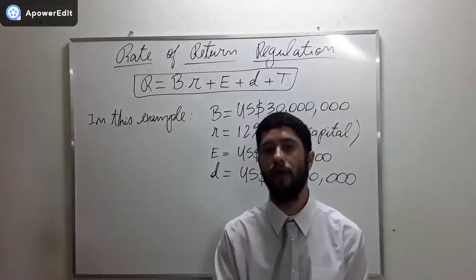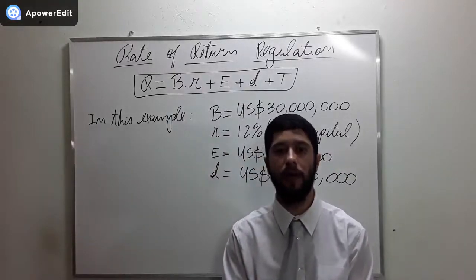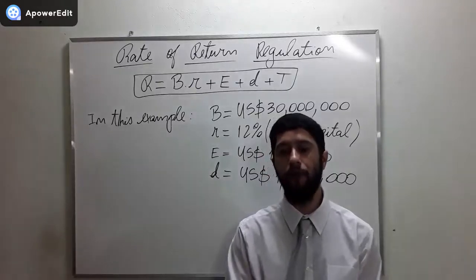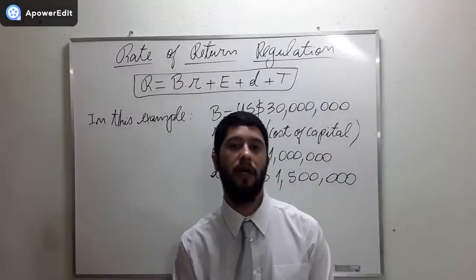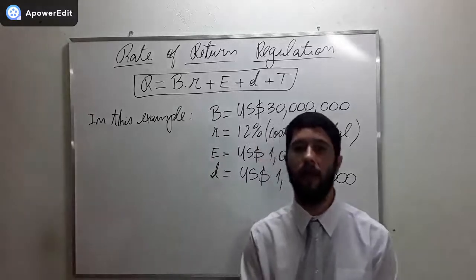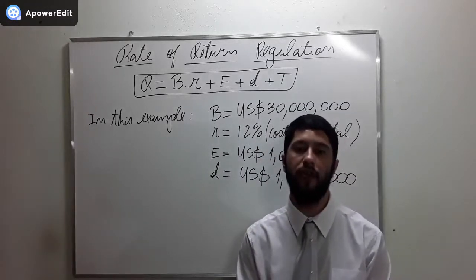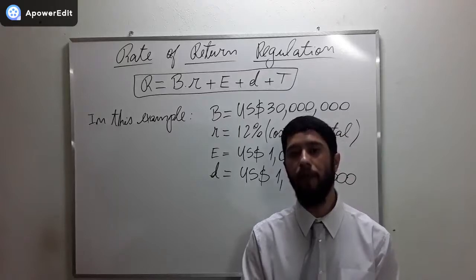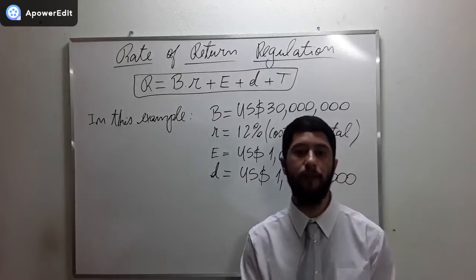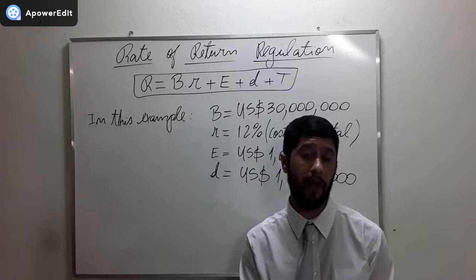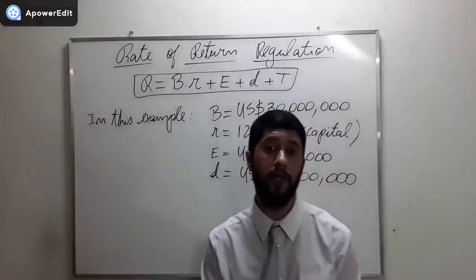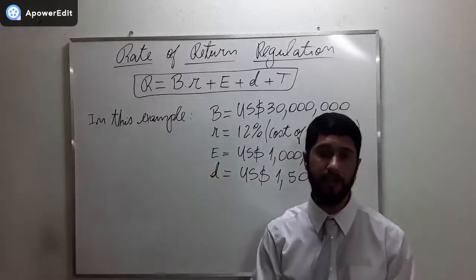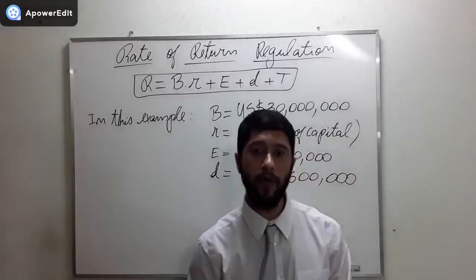In this video, I'm going to speak about rate of return regulation applied to electric utilities. In performing this form of regulation, the regulator determines the appropriate amount for the company's rate base, cost of capital, operating expenses, and depreciation. To better visualize how rate of return regulation works, I brought you this exercise. Let me read the problem.